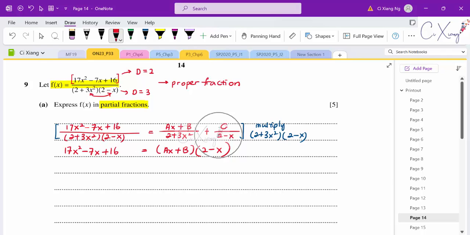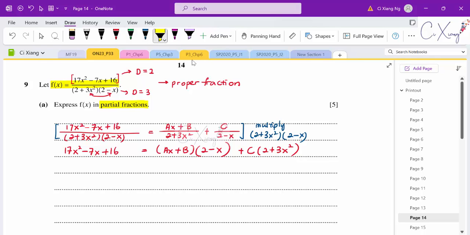Alright. Then for the next term here, I'm having c. 2 minus x multiplied with 2 plus 3x squared, you simplify 2 minus x, so the remaining is c bracket 2 plus 3x squared. Alright, so what should we do next? Next, we want to find the value for a, b, and c. There are many different ways that you can get the answer. For me, I'm going to use the method where I eliminate the unwanted unknown.